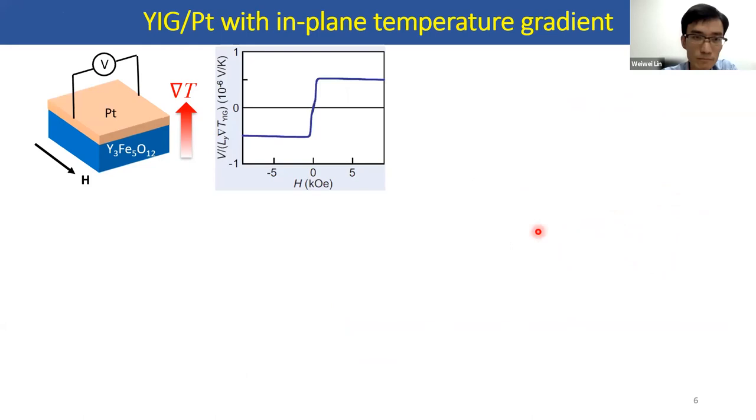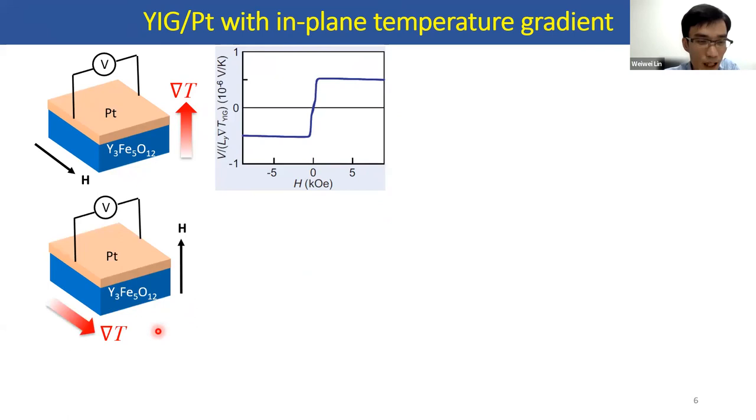So let me remind that we have the vertical temperature gradient. We can measure the longitudinal spin Seebeck effect. So we can see the sizable thermal voltage for the platinum. How about the in-plane temperature gradient? If we apply an in-plane temperature gradient, and we apply a perpendicular magnetic field, we measure the transverse thermal voltage.